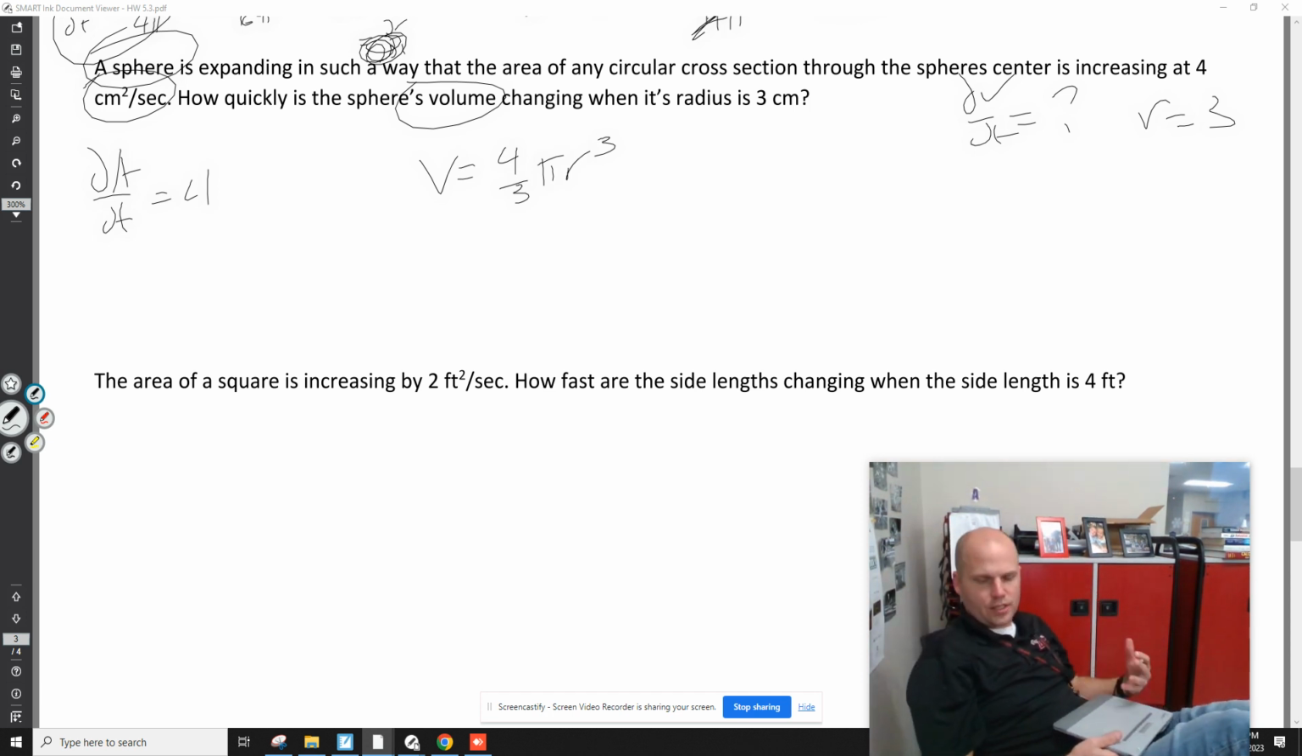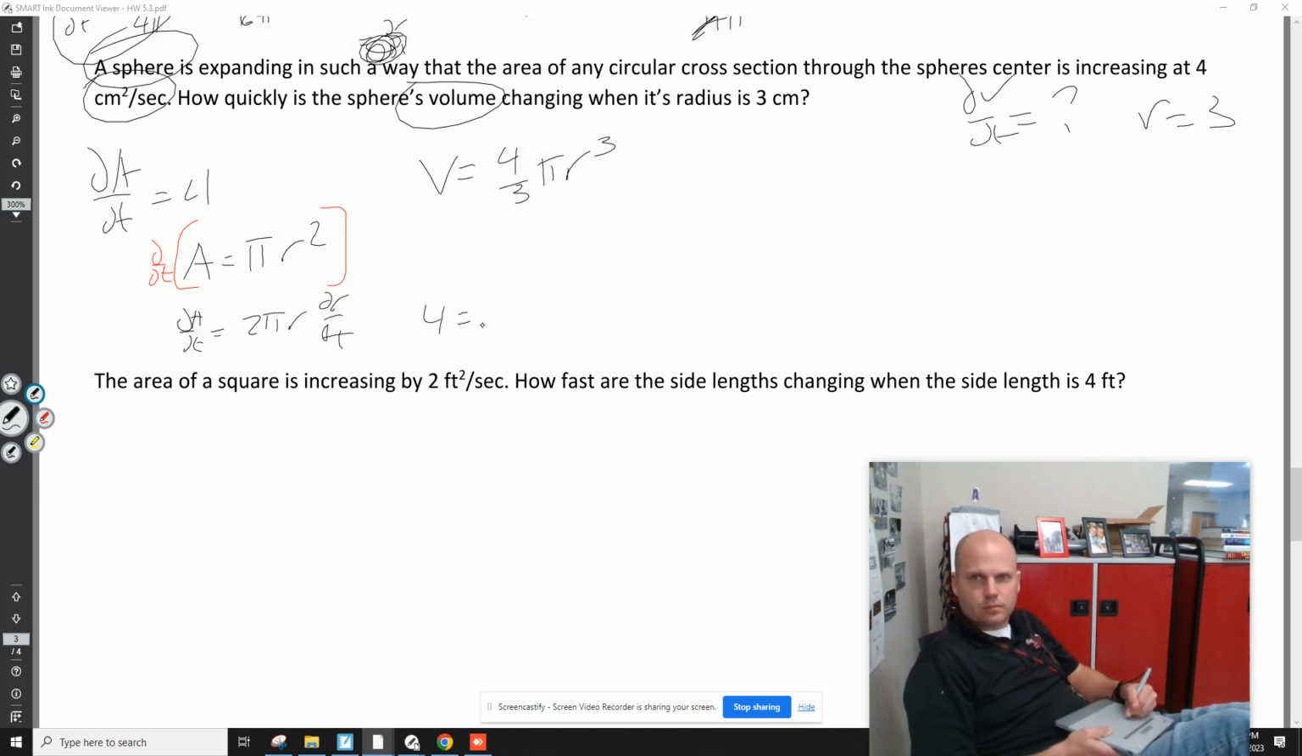Well, it's a circular cross-section. When you slice into the sphere, you see a circle. The area of that circle is pi r squared. Probably won't give you that. Probably will say, here are a bunch of formulas. You choose the right ones to use, and you'd have to know to use this one. You know what I mean? dA dt is 4. R is 3. Going to find dr dt that way. Divide by 2. 2 over 3 pi.